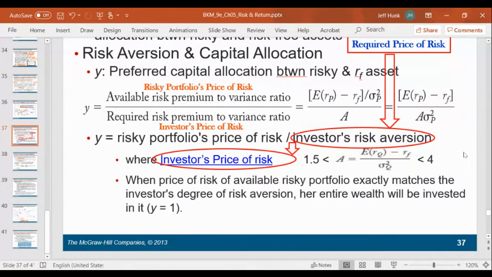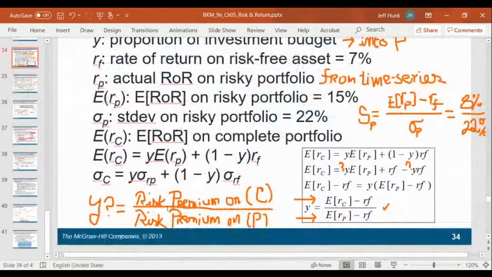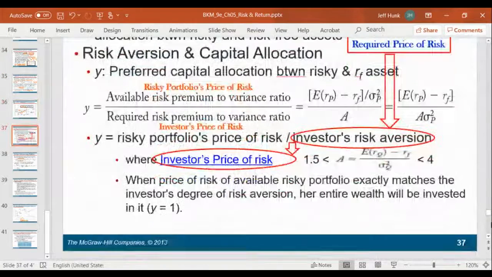And if you think about it, I also defined it like that. It comes out as the ratio of the risk premium on the complete portfolio over the risk premium on the risky portfolio. And then you might say, aren't they switched in that? Shouldn't this be in the numerator and vice versa? Well, as a result, it's going to become like that.